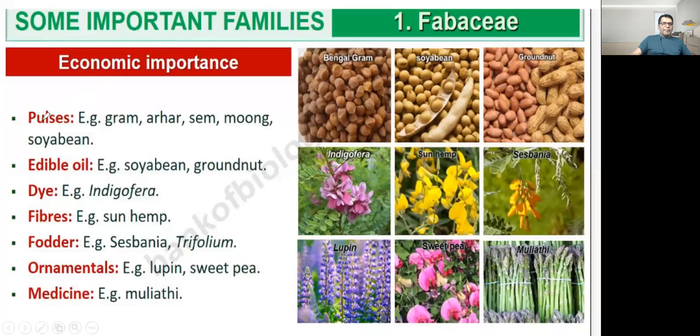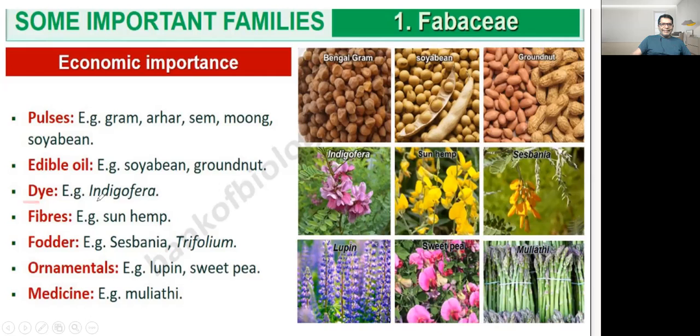Some plants come from this family. They provide us pulses like gram, moong, soybean. These are Bengal gram. Some of the plants we obtain vegetables from are soybean and groundnut.